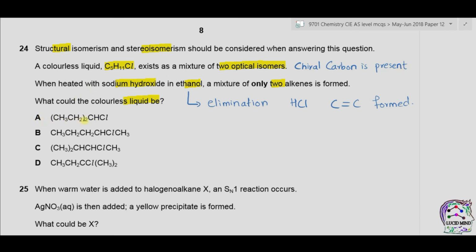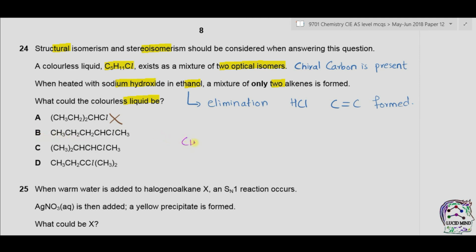In A we have this compound. Let's draw the structure. We have CH3, CH2, CH, CH3, CH2, and Cl is also present. Now as we can see, with this carbon atom, two similar groups are present. So therefore this is not chiral. As chiral carbon is not present, optical isomers will be absent. So A is incorrect.